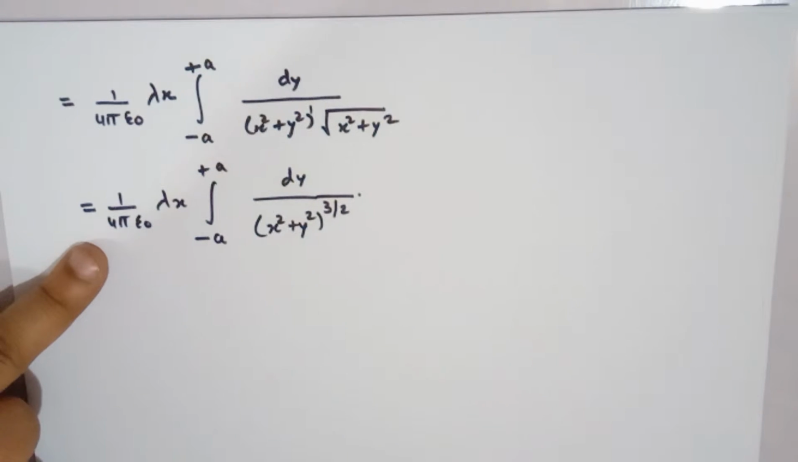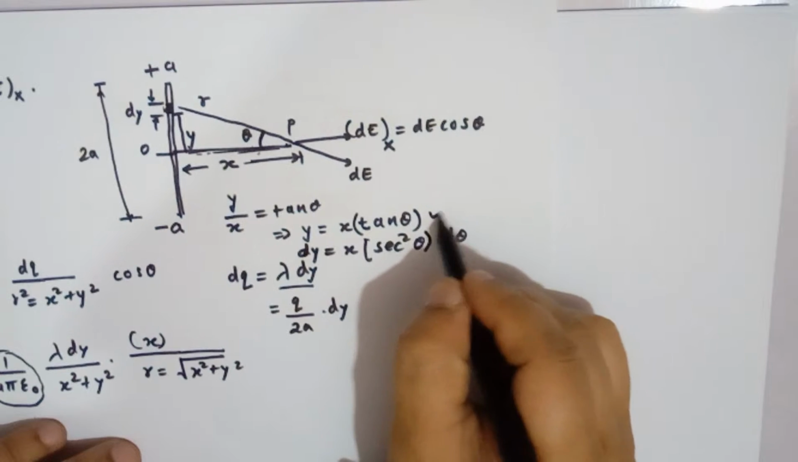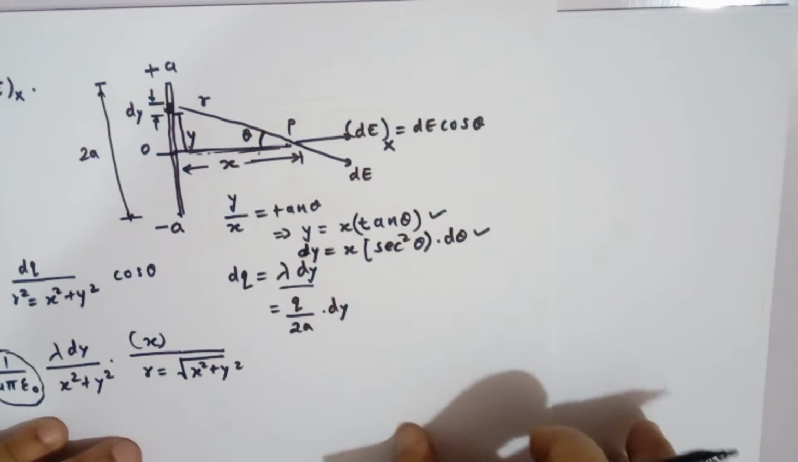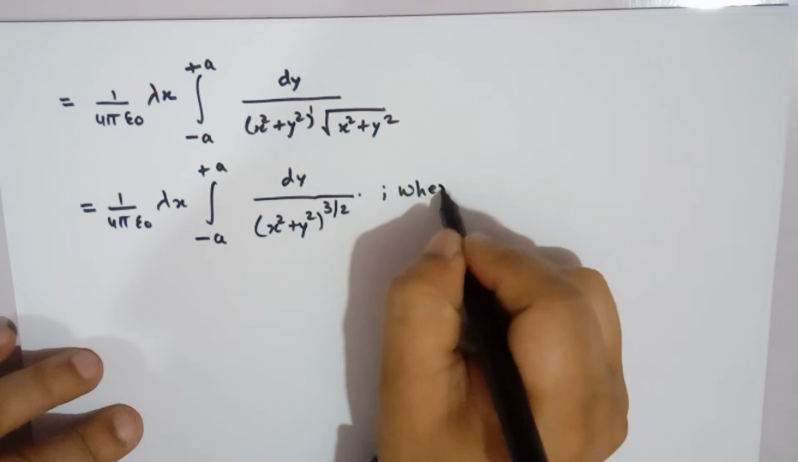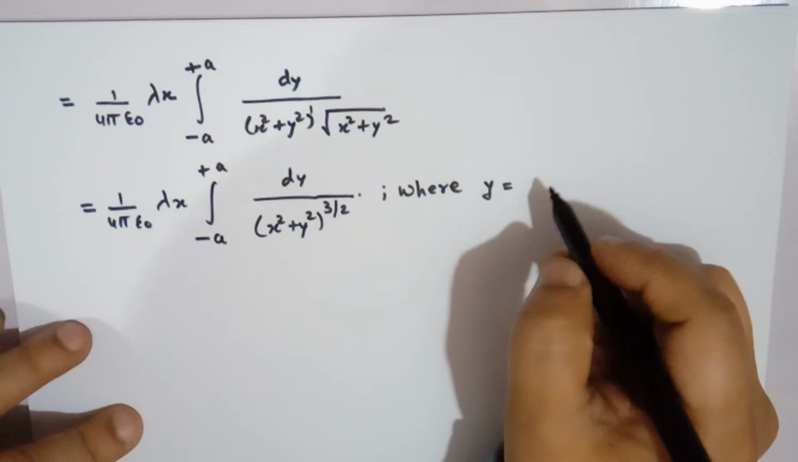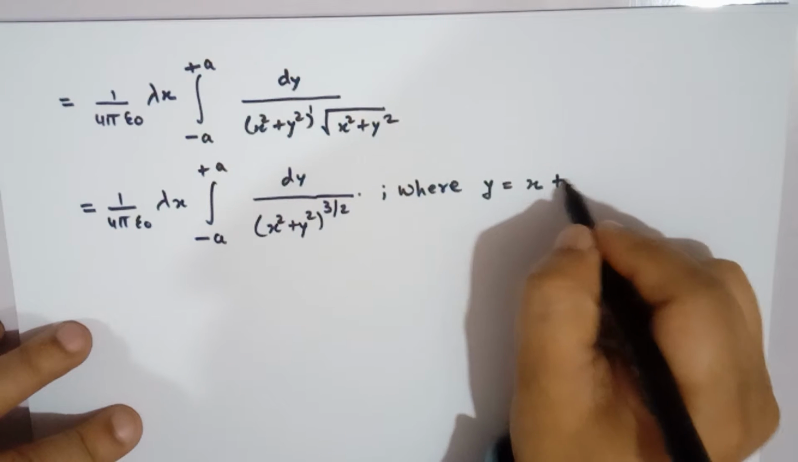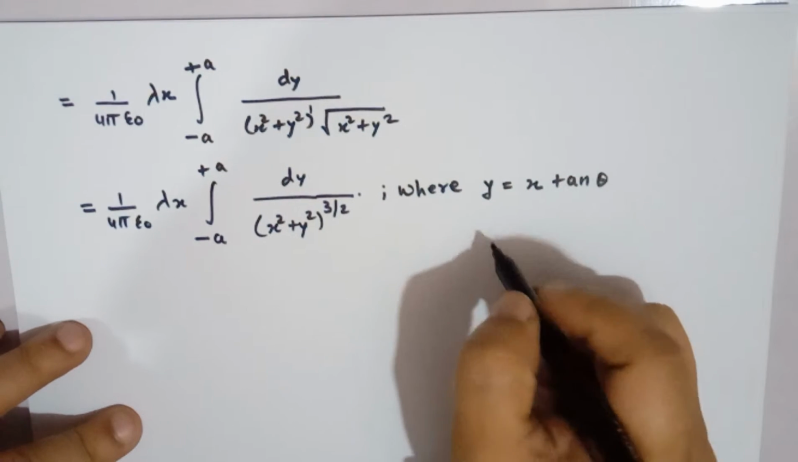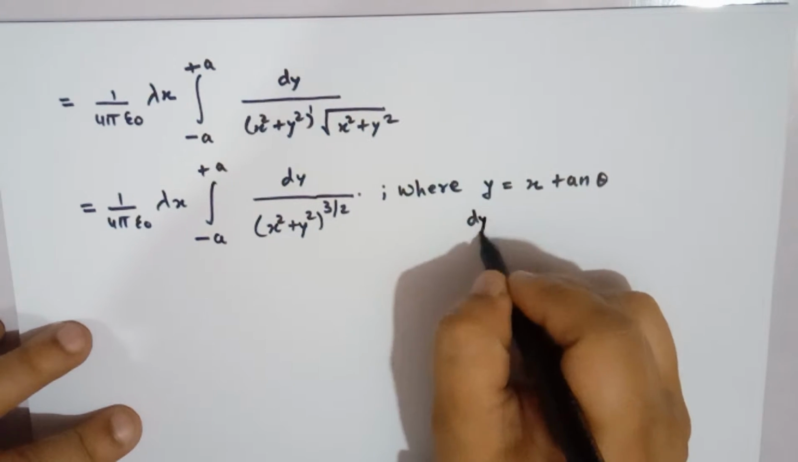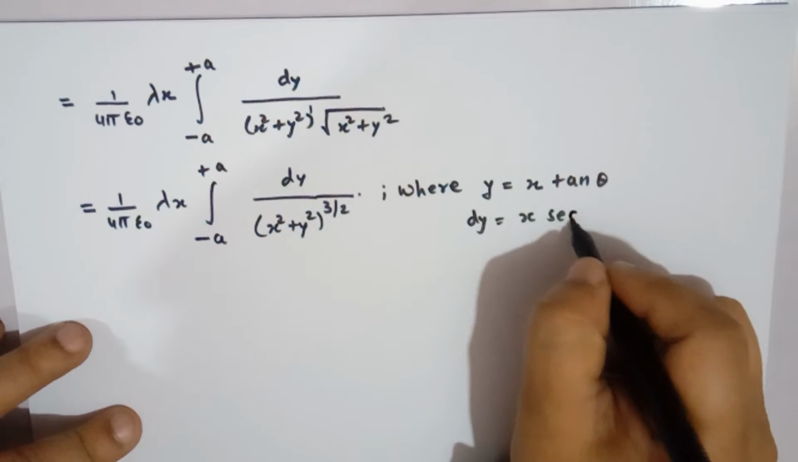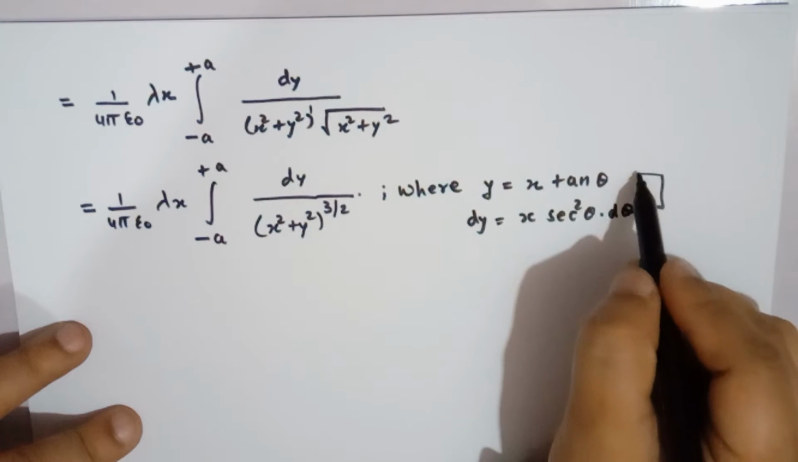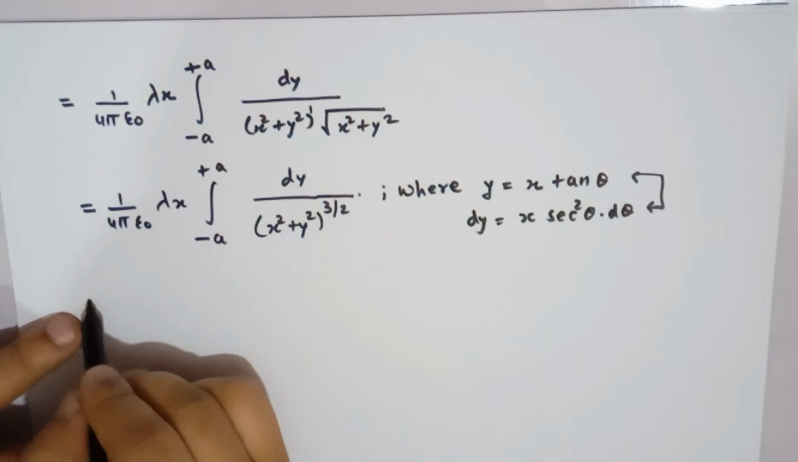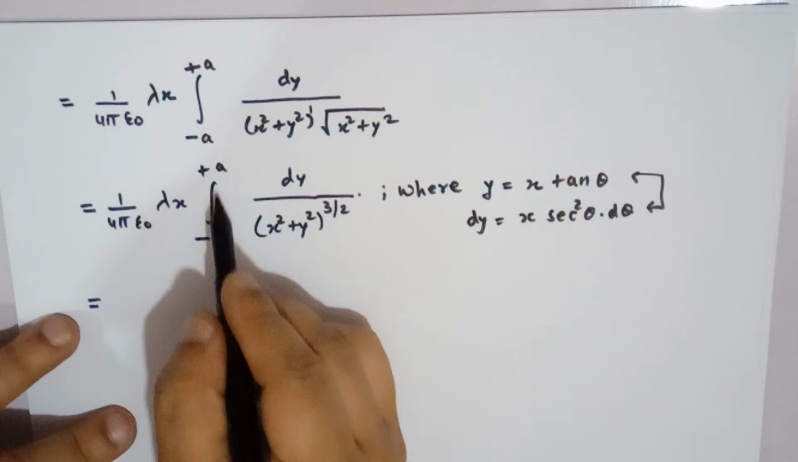So you can also replace dy and this y in the equation here with these particular terms. So you can write that y is basically x into tan theta, and dy can be written as x into sec square theta into d theta, right? So you can put these values here in this equation, and you also need to change this limit.